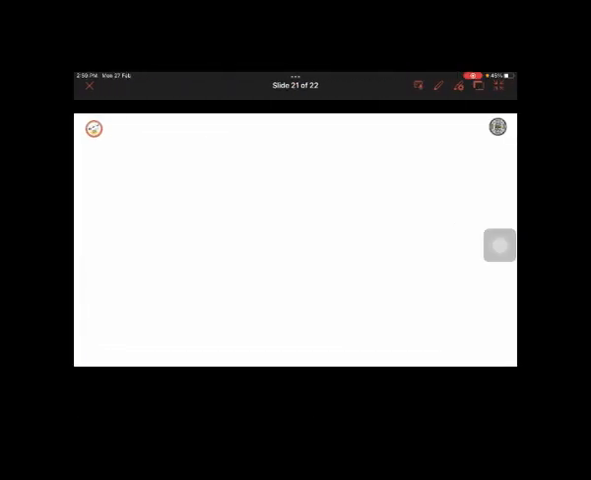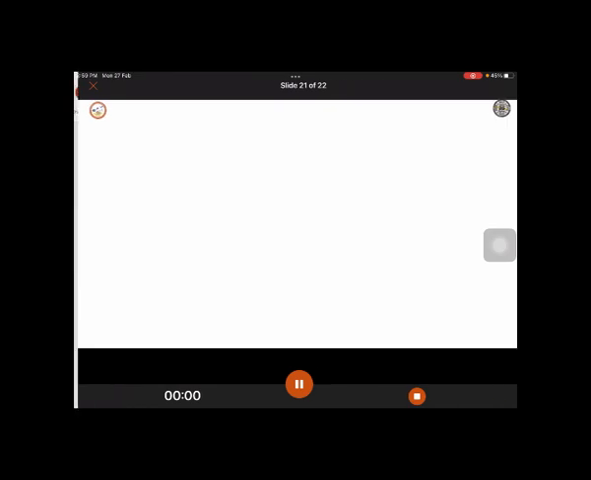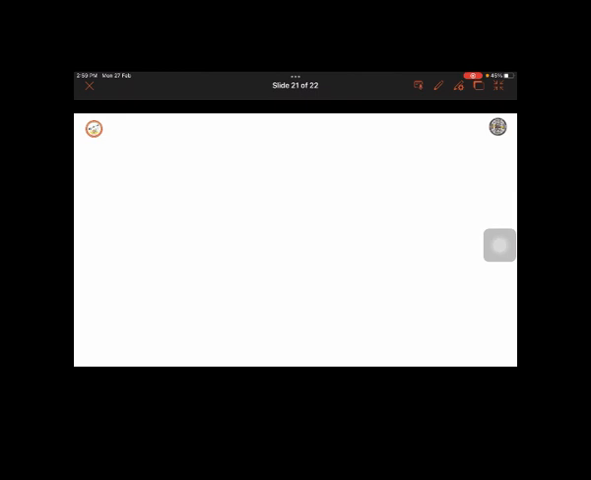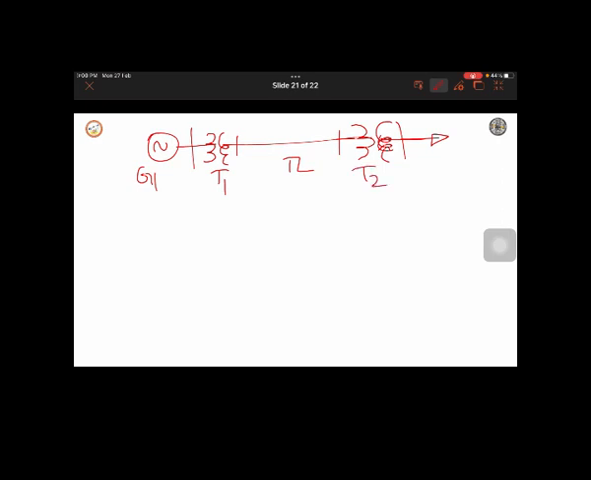I will consider a simple one line diagram and explain how to write the impedance and reactance diagram. See here, I will consider one simple one line diagram. Here we have a generator, transformer and transmission line and one more transformer and then load. So here we have generator 1, transformer 1, transmission line and then transformer 2 and the load. This is the one line diagram.